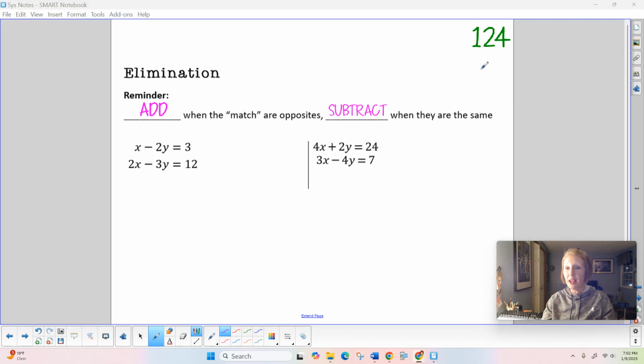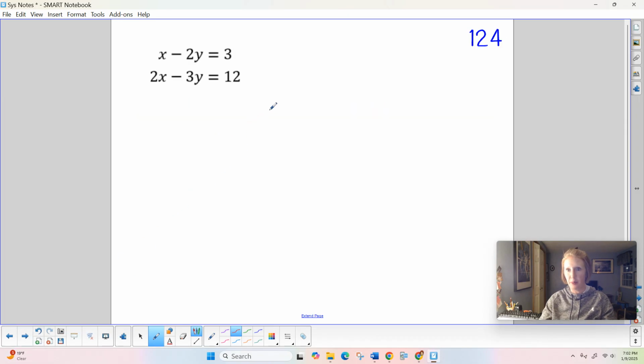Okay, so we are on page 124, and we probably already noted that we want to make sure that when our matches are opposites, we're going to add everything. However, when they are the same, we're going to subtract. Okay, so let's go try one of these problems. I'm just going to do them on a bigger page, so you're going to still be on page 124.